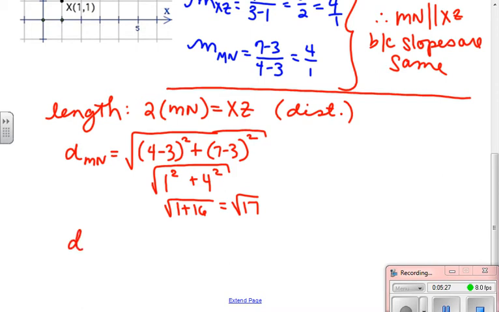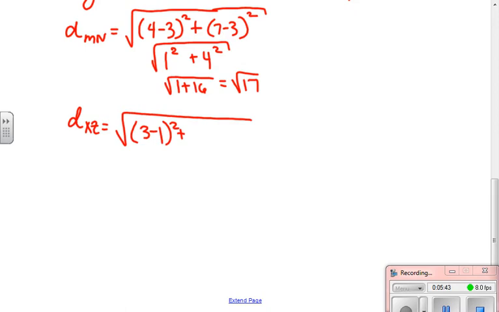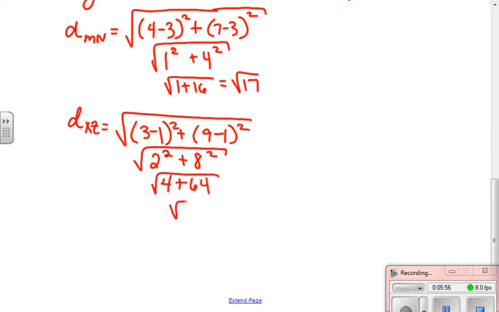If I have the distance then of XZ, and I find that distance, my coordinates, I'm going to have 3 minus 1 squared plus 9 minus 1 squared. And so I have 2 squared plus 8 squared. And so I have 4 plus 64, which is the square root of 68.